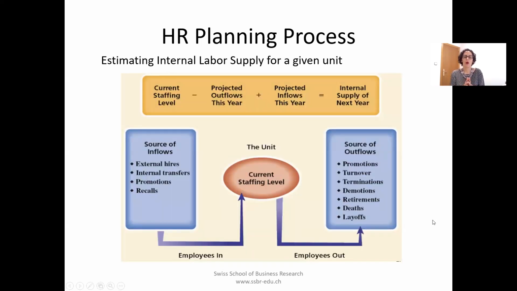So what can we do to estimate the internal labor supply for a given unit or a given department? Well, we look at the current staffing level, minus the projected outflows of the year, plus the projected inflows for the year, which equals the internal supply of next year. So what can we look at? The current staffing level.